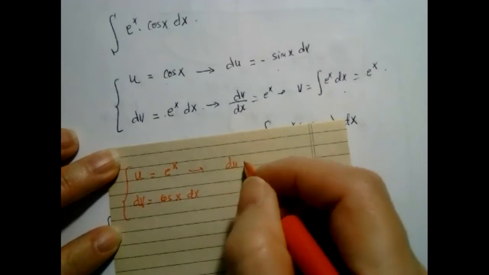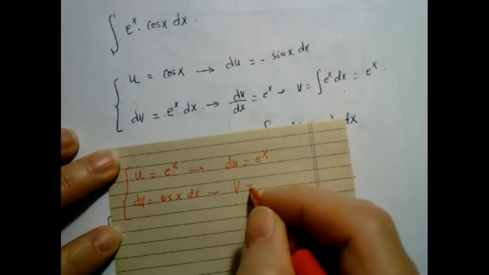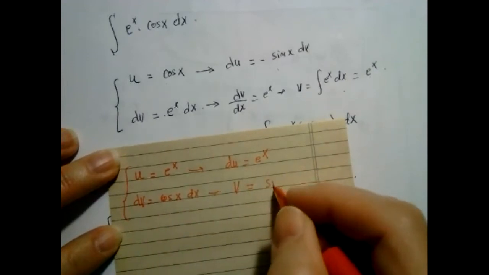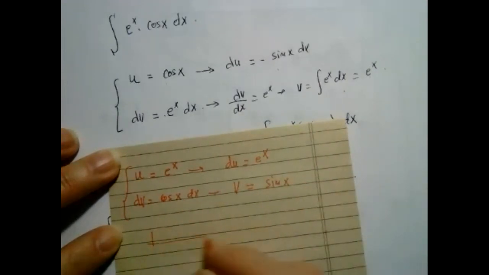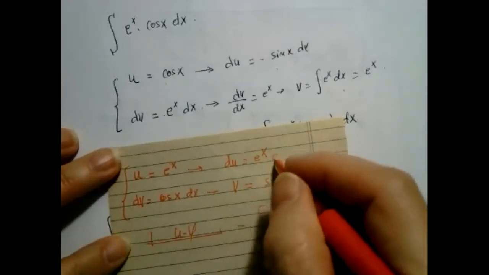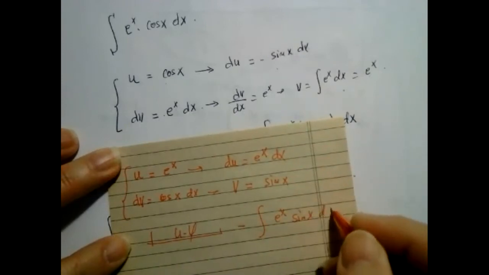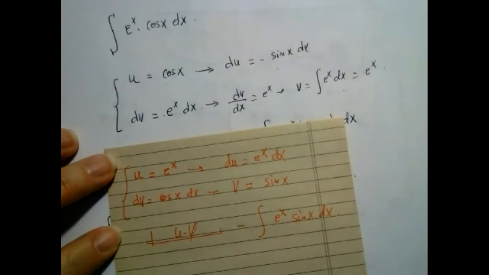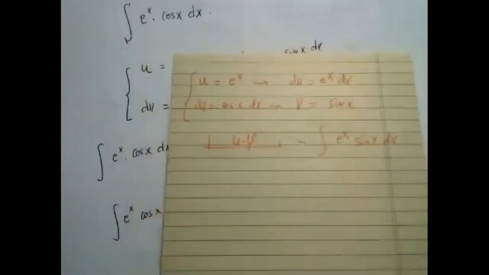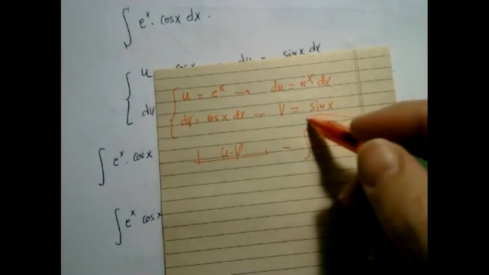Then du is e to the x dx. The v, the antiderivative of cosine, is the sine. So we're going to have uv, that's not my issue, minus the integral of v du. It's going to be e to the x sine x dx. Are we going to have the same issue? Even if I make a different choice, I'm ending up with the same type of integral.